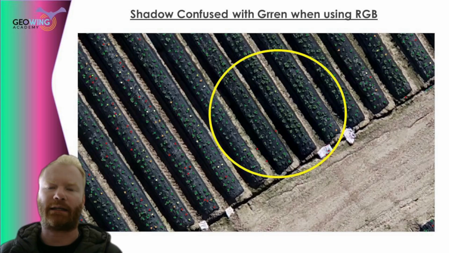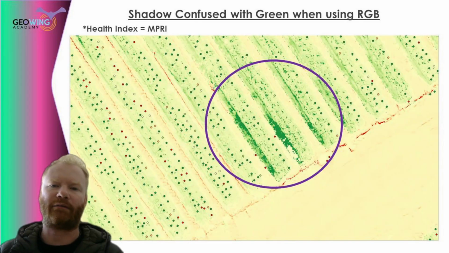So we can see here this is the sunny day and there's quite a lot of missing detections. If we have a look at this in the MPRI index, we can see there that there's a lot of green turning up in the shadow, and this leads to confusion for the machine learning algorithm.